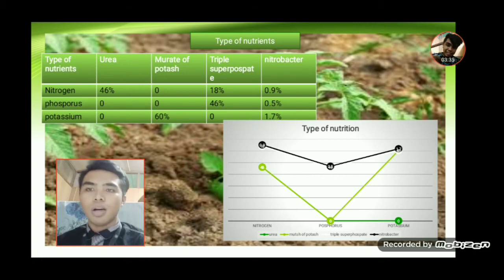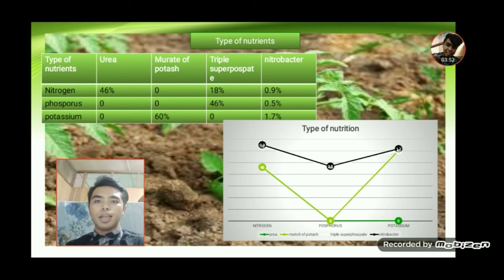About this parameter, we can see this parameter in the graph. Type of nutrient. We see the black line and the green line. So we can know about the parameter type.